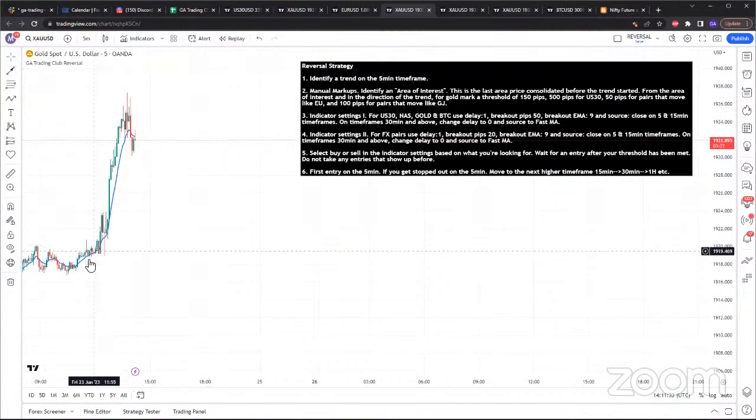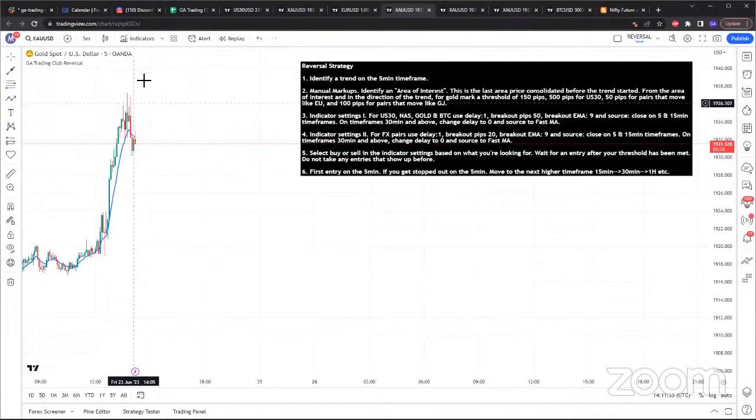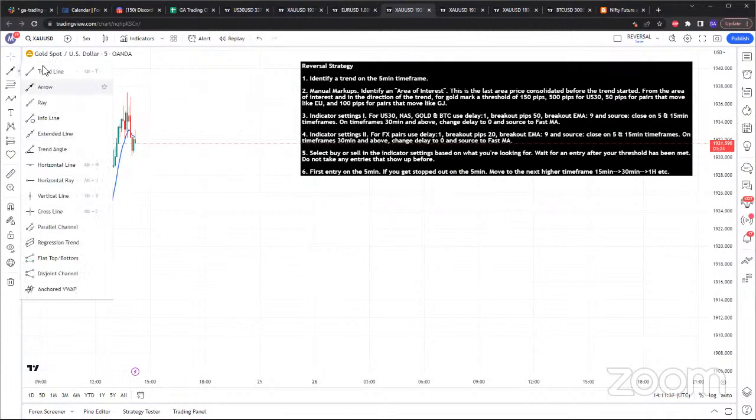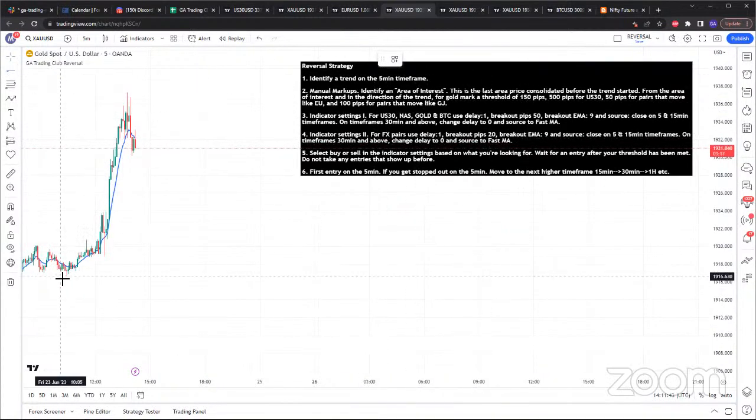So identify a trend. I can see gold has been consistently above the 9 EMA for a while now. So I come in here. So that's number one. Step two, do your manual markups. Identify an area of interest. The area of interest is the last time price was consolidating or consistently below or above the 9 EMA, depending on if you're looking for a buy or sell.